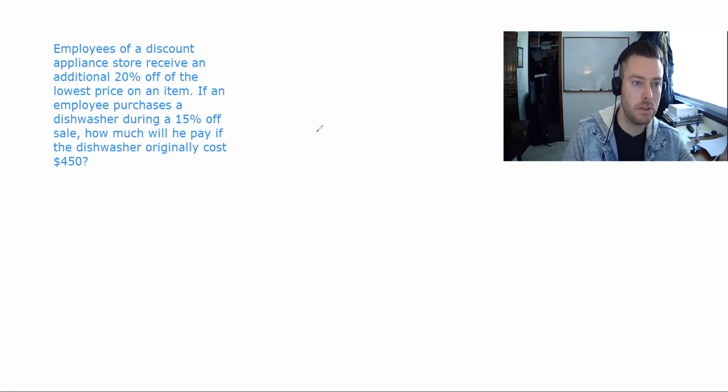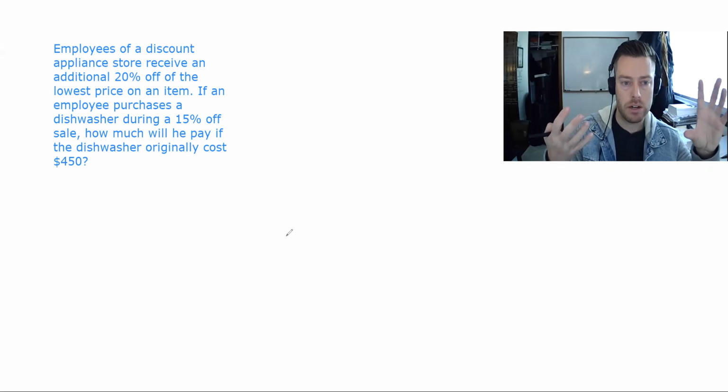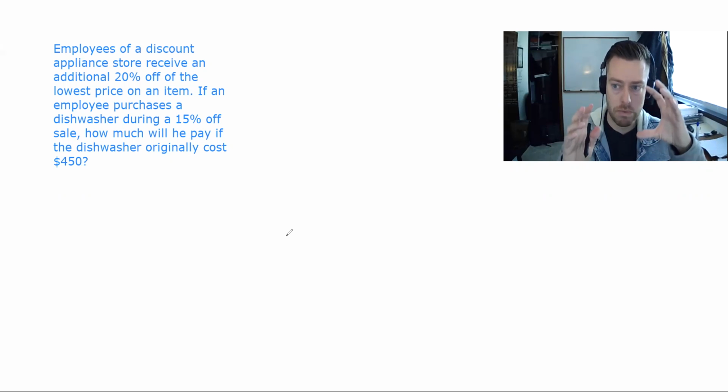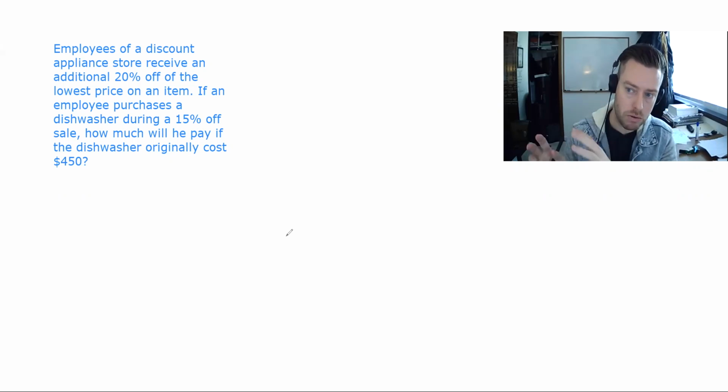All right. So employees of a discount appliance store receive an additional 20% off of the lowest price of an item. If an employee purchases a dishwasher during a 15% off sale, how much will he pay if the dishwasher originally cost $450? So when it comes to this stuff, and I'm sure you've been in a grocery store before, whenever you have a certain percentage off, the algorithm for this is take your percentage, turn your percentage into a decimal, multiply that decimal by the total, and then subtract that from the total, and that's what you get.